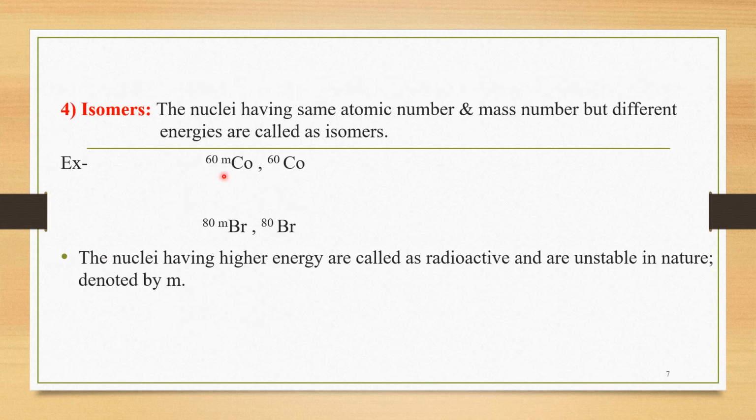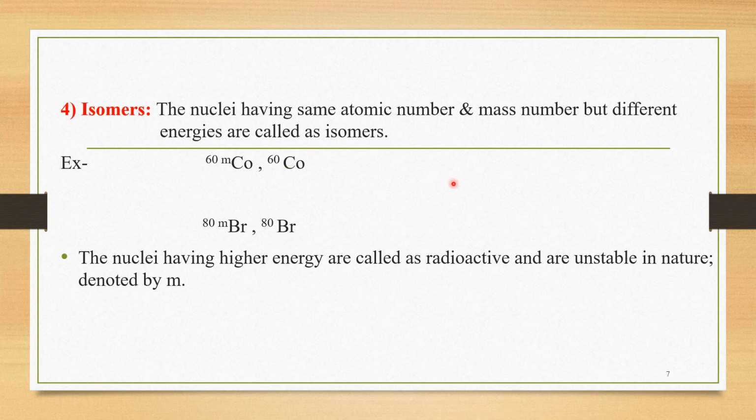The fourth important type of these nuclides is isomers. The nuclei having the same atomic number and mass number but different energies are called isomers. In this case, both nuclei have a similar atomic number as well as mass number, but one content is different, and that is nothing but the energy content. These two nuclei differ in their particular energy, so we can say that they are the isomers of each other.